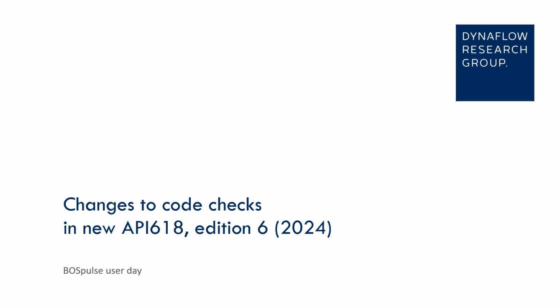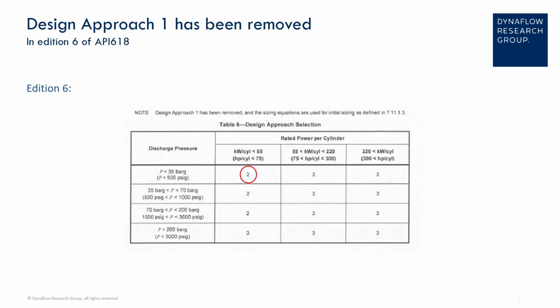and we encourage everyone doing pulsation studies to read up on the relevant code changes. The first major change in the code is that Design Approach 1 is no longer acceptable in the context of API 6.18, making Design Approach 2 the default, simplest allowable analysis for compressor systems. Even for the low pressure, low power compressor systems, Design Approach 2 is now recommended.